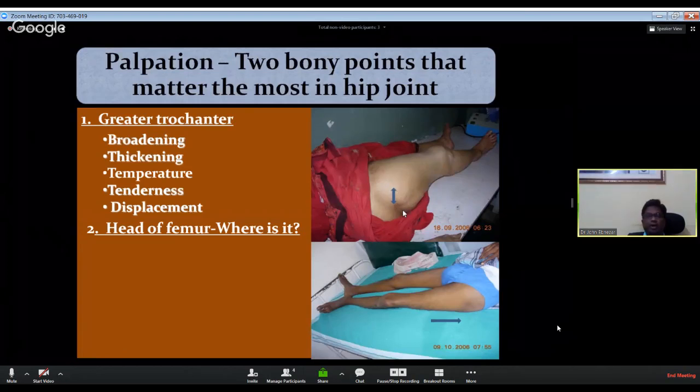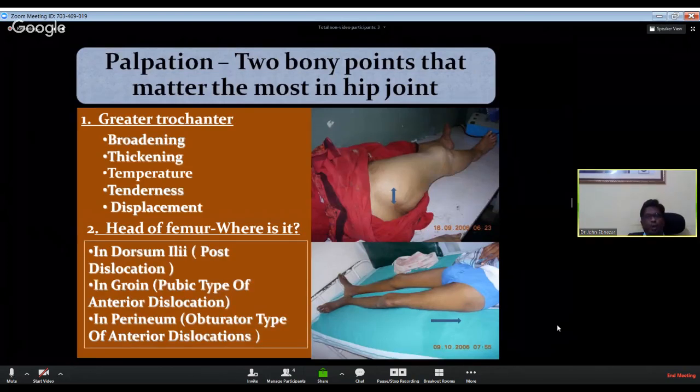You can see here the greater trochanter is broadened, thickened, shifted up. When you press, you will feel tenderness, or you won't. So these are some of the issues you should look at. If there is tenderness, that means there is a recent fracture. If there is no tenderness, that means there is an old fracture. That is what you can gather from eliciting the tenderness properly.